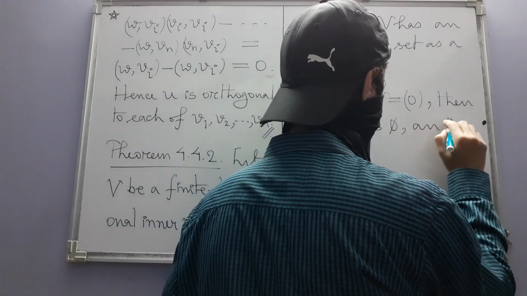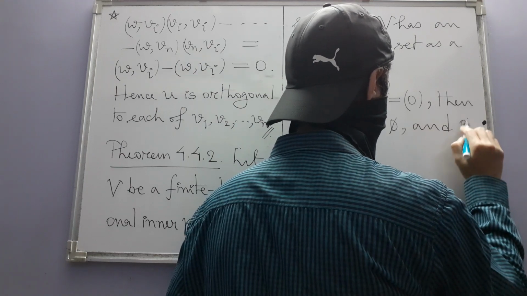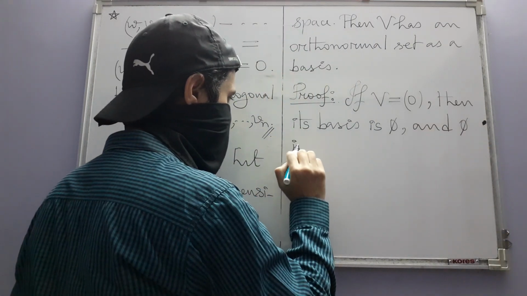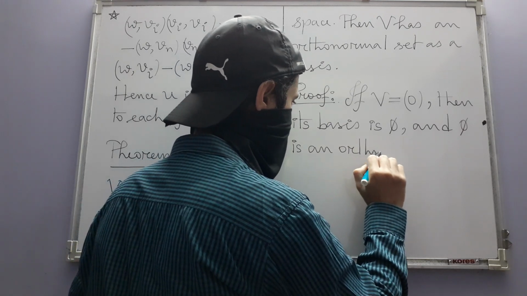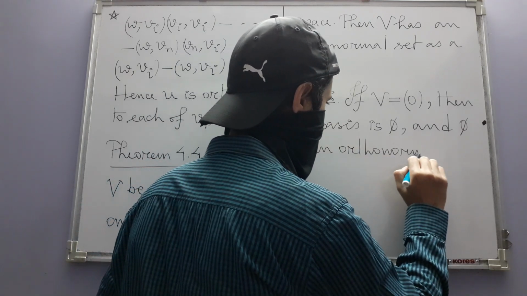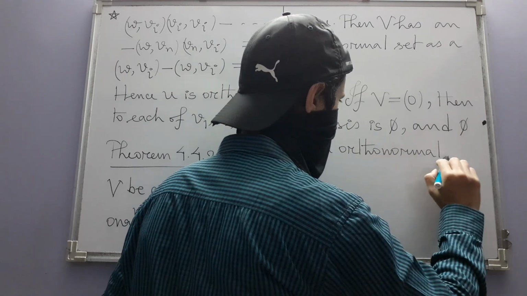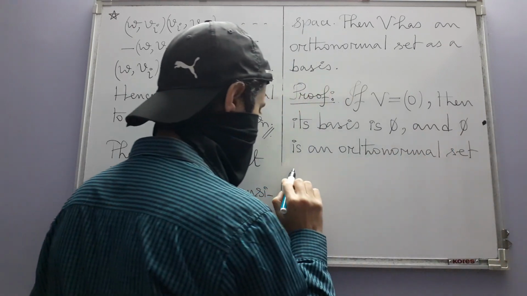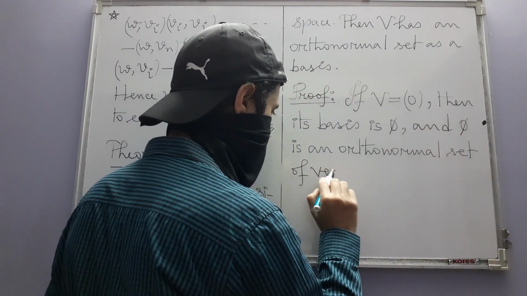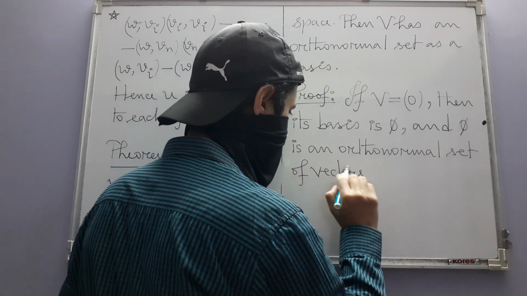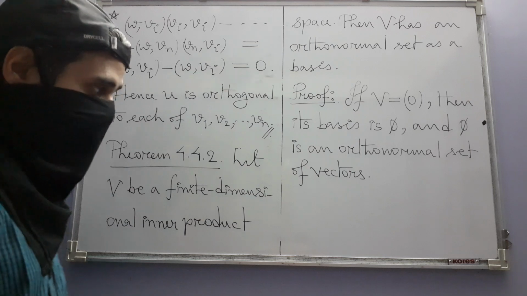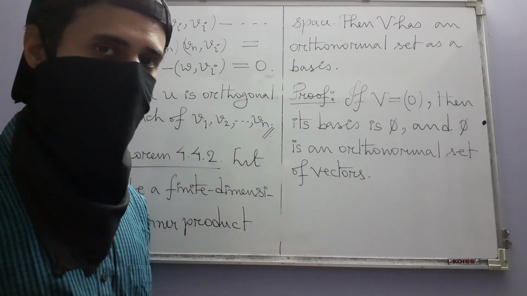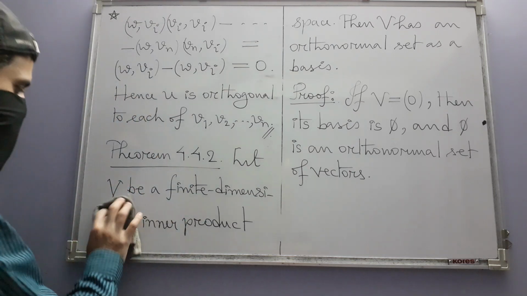And this is an orthonormal set of vectors. Okay, but why orthonormal set? I mean, how is it orthonormal? Let us try to understand that.